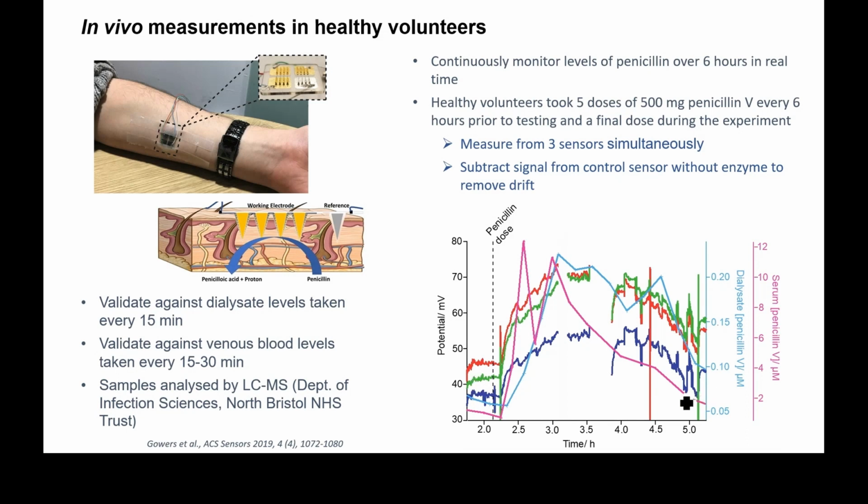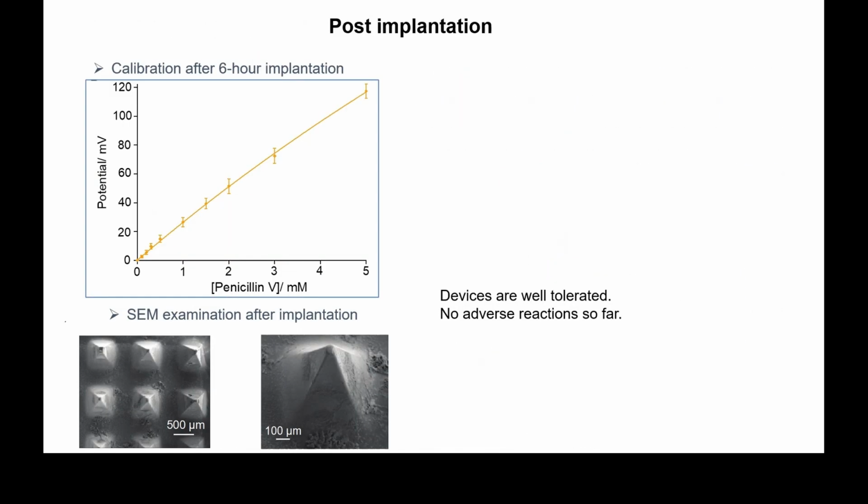So we got the venous blood samples analyzed blind using liquid chromatography mass spec by colleagues in the Department of Infection Sciences in Bristol. And they also did the microdialysate levels as well. So they analyzed those blind, and we got those results back and plotted them against our sensor data. And it still works after calibration.